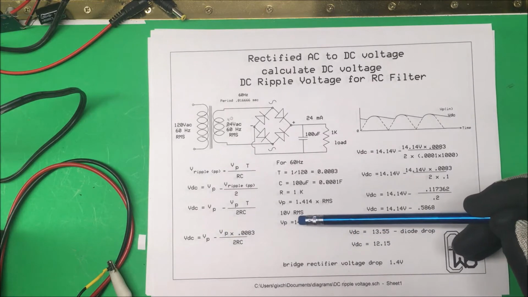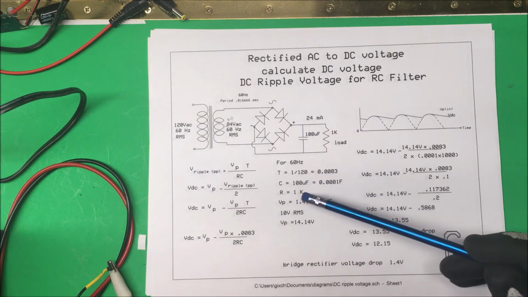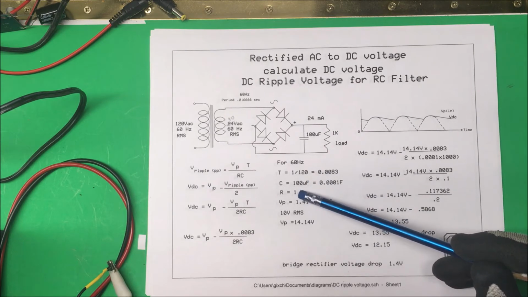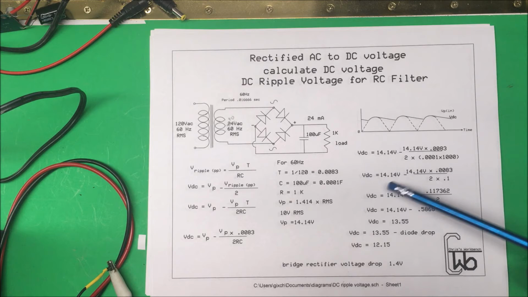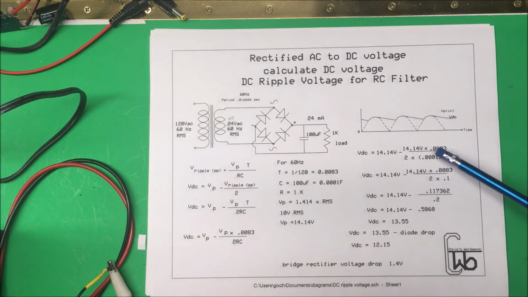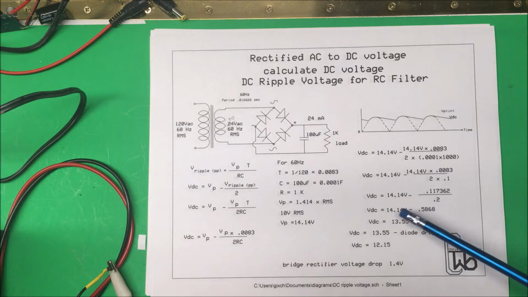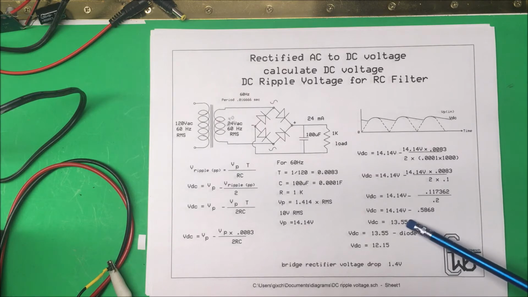Our VP is going to be 14.14, and then our capacitor is going to be a 100 microfarad capacitor, and we're going to have a 1K resistor here. So if we do the calculation, we take our 14.4 and we subtract the ripple voltage over here. We multiply this out, and it comes out to 0.5868 volts, okay? And we subtract that from our peak value of 14.4, so that means that our DC voltage is going to be 13.55 volts out here.